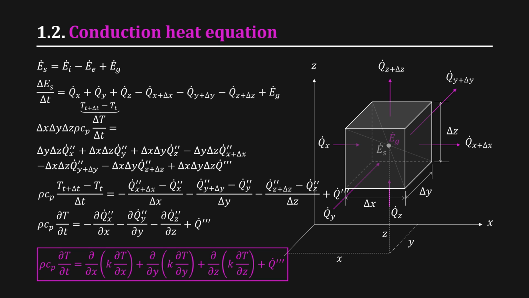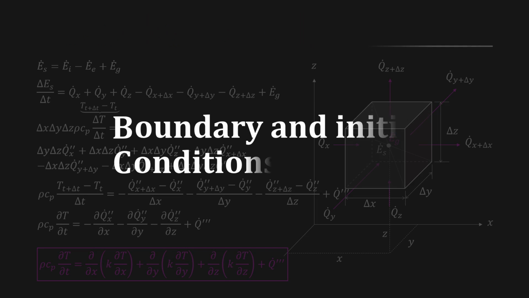To find the temperature distribution in a medium, solving the heat equation is essential. The solution depends on the physical conditions at the boundaries. Because the heat equation is second order in spatial coordinates, two boundary conditions are required for each coordinate. And because it's first order in time, only one initial condition needs to be defined. However, there are three common types of boundary conditions.